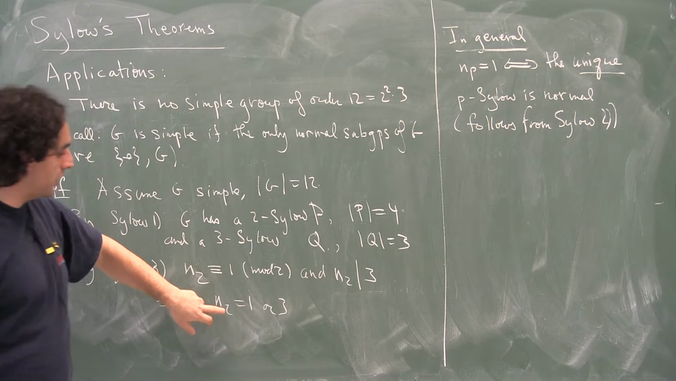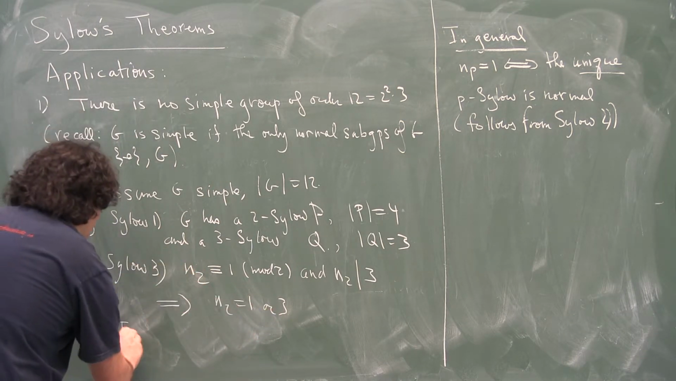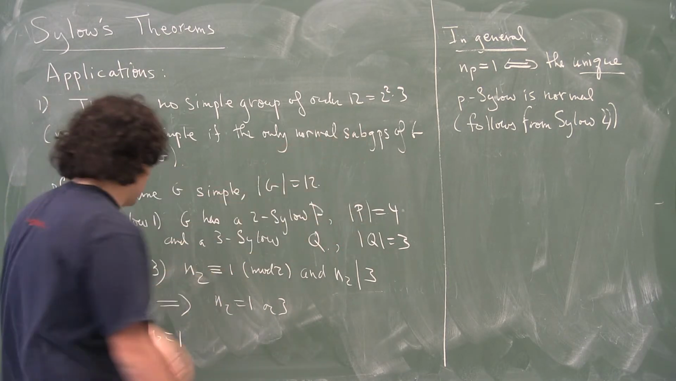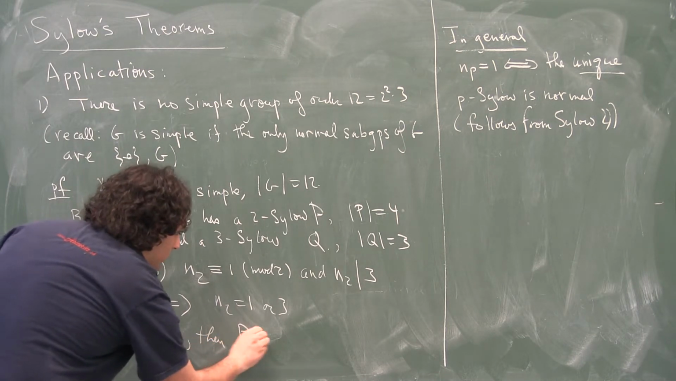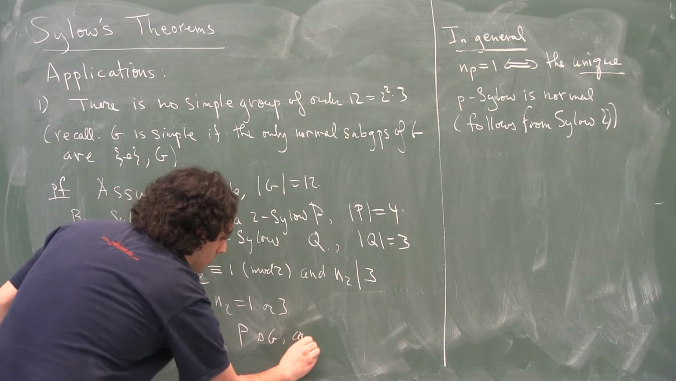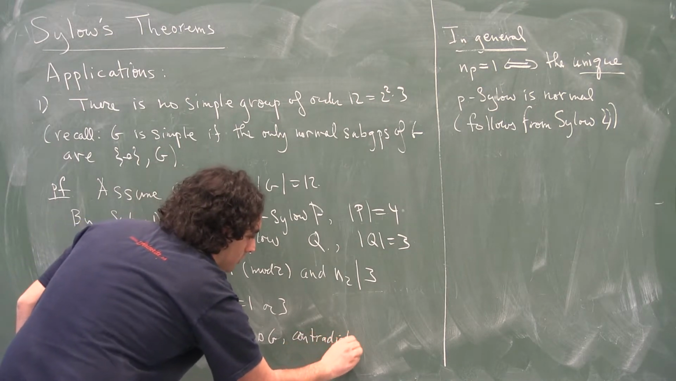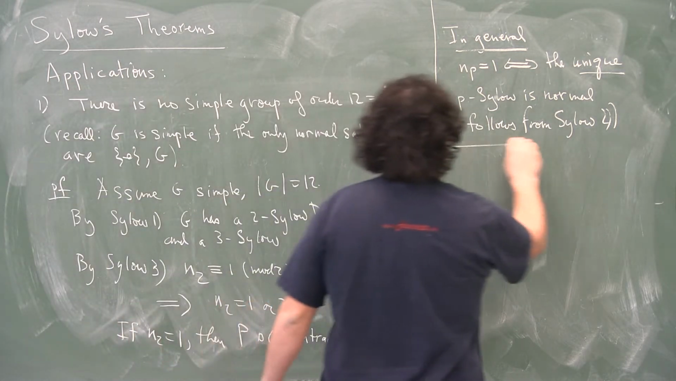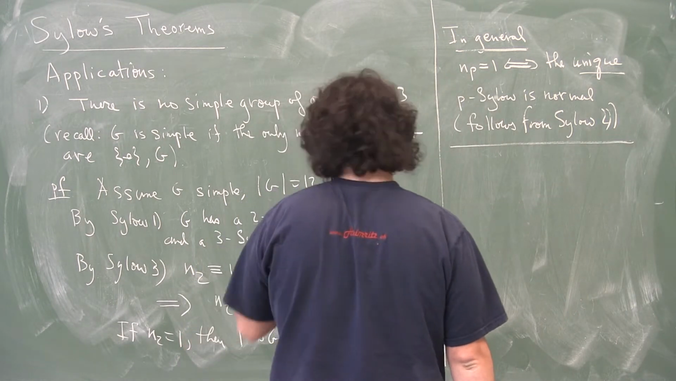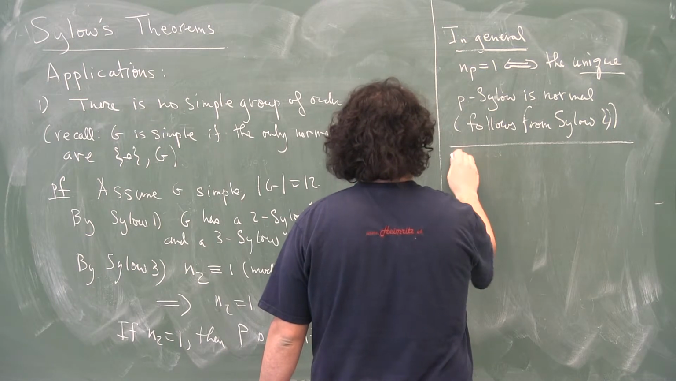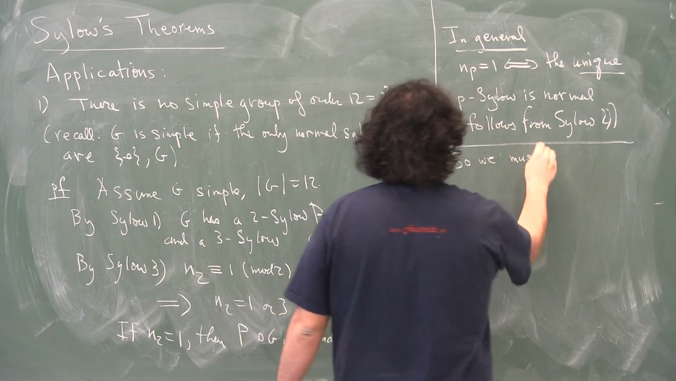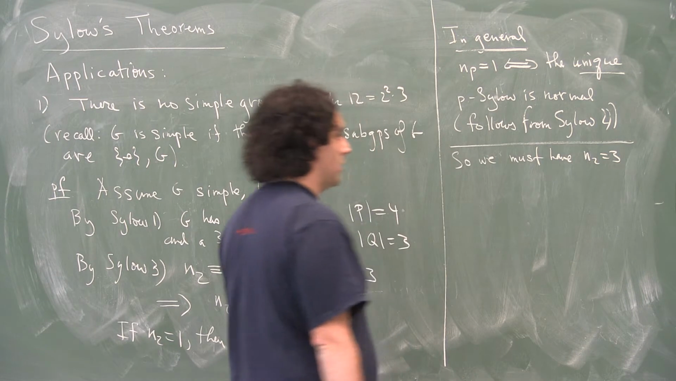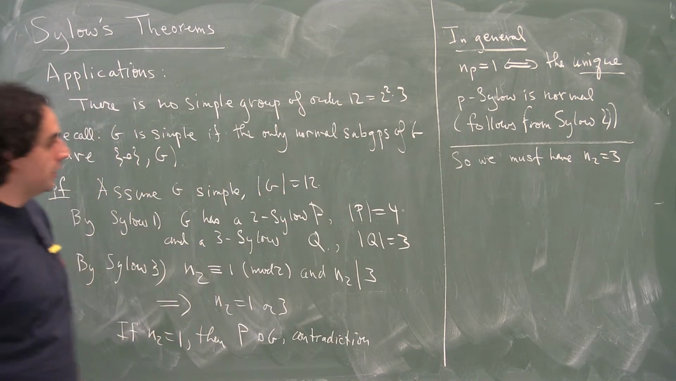So I have this situation, N2 is 1 or 3. By what we just said, if N2 equals 1, this P Sylow is unique and normal, then P is normal in G, contradicting the simplicity: we found a non-trivial normal subgroup. So we must have N2 equal to 3.